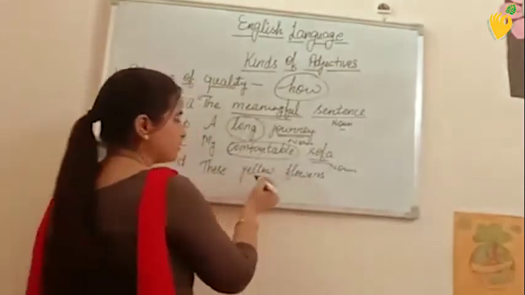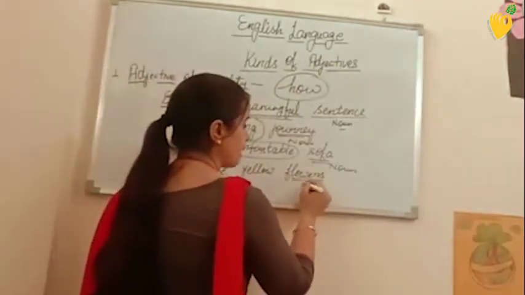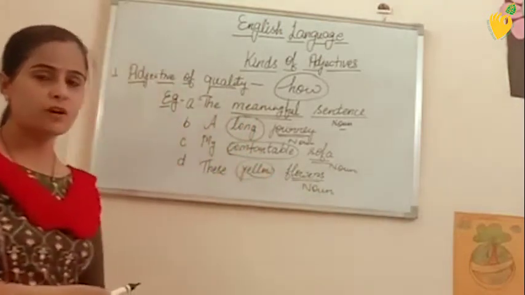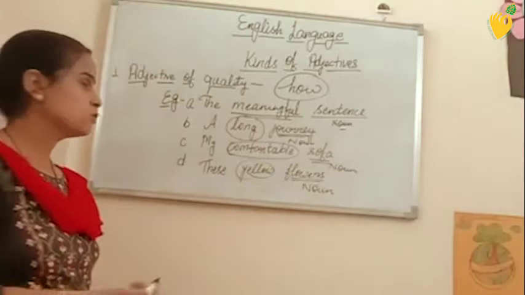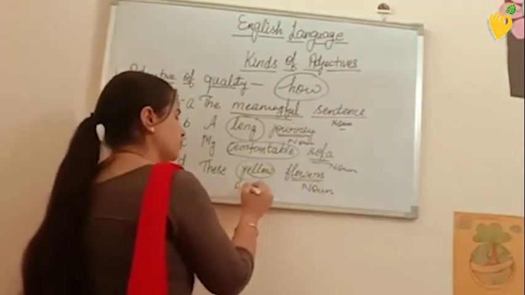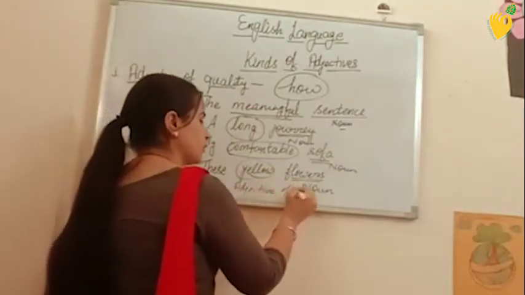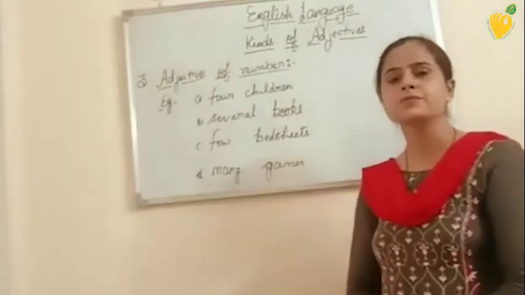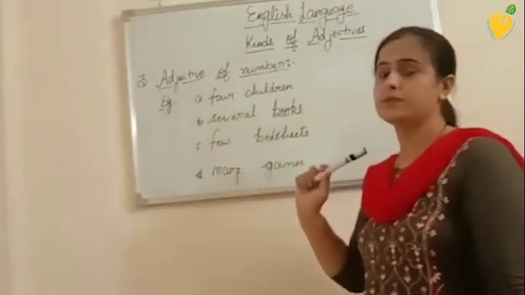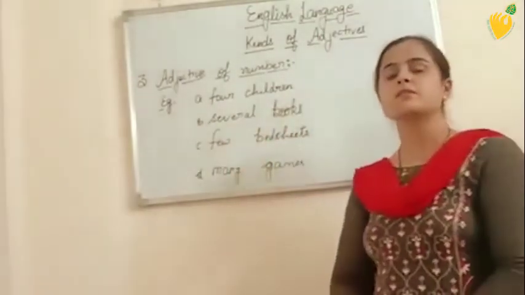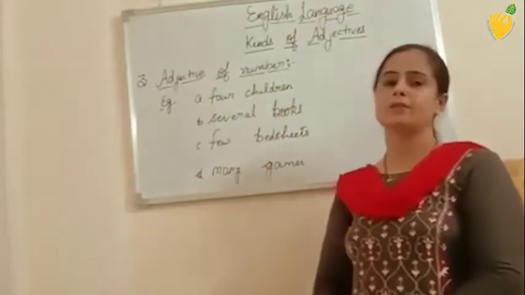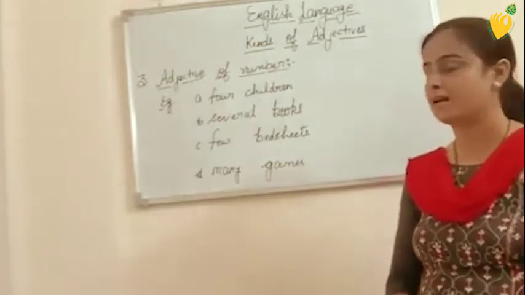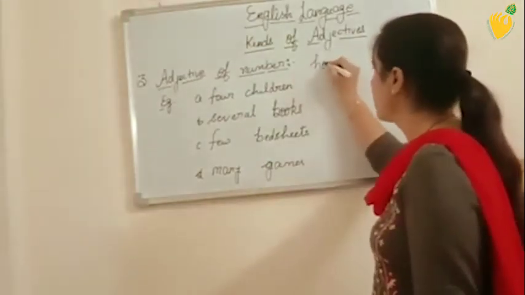Next is these yellow flowers. Here again, flowers is noun and yellow is telling about the quality of noun word flowers. So yellow is again adjective of quality. Okay. Now students, third one is adjective of number. The adjectives which tell about the number of the nouns are known as adjective of numbers. We can identify the adjective of numbers by asking the question with how many.